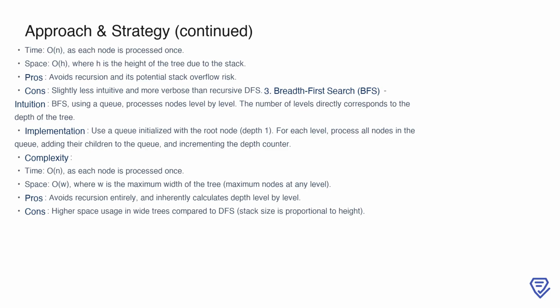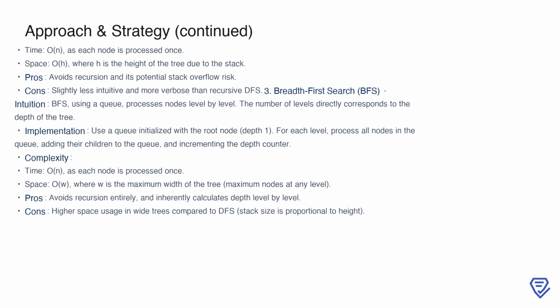Another alternative is breadth-first search, or BFS, which processes nodes level by level using a queue. Here, the depth of the tree corresponds directly to the number of levels processed. To implement BFS, we initialize a queue with the root node at depth 1. For each level, we process all nodes in the queue, adding their children to the queue and incrementing the depth count.